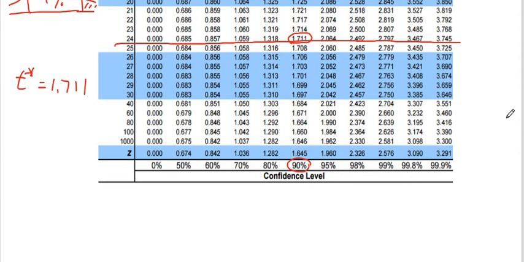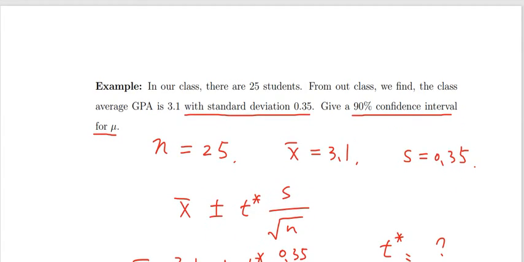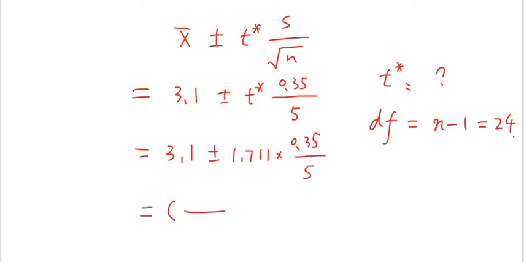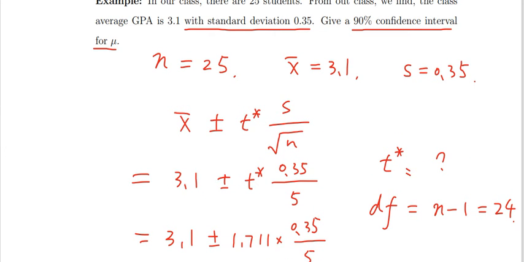So by now, go back to here. Oh, the problem becomes really easy, right? So it equals 3.1 plus minus 1.711 times 0.35 over 5. So using a calculator or Excel, we can easily find the lower bound and upper bound, right? So we finish the job. We can find the confidence interval.